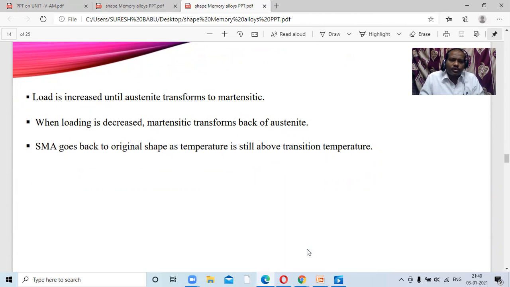Next, the SMA goes back to its original shape as the temperature is still below the transition temperature. This point is already explained, as we are not changing the phase. The transition temperature means the temperature at which a metal changes its phase. This should not happen for a shape memory alloy. Then only can it retain its original shape by removing the load. In one way, by removing the temperature also, it is able to get its original shape. So these are the points which we can remember and note down also.